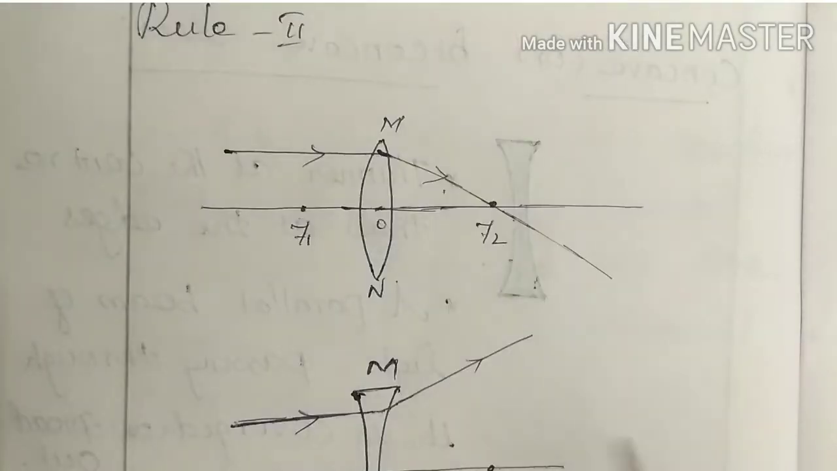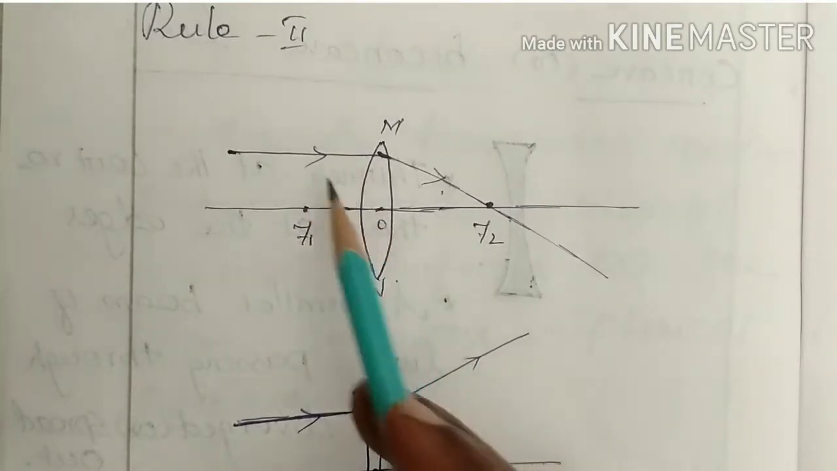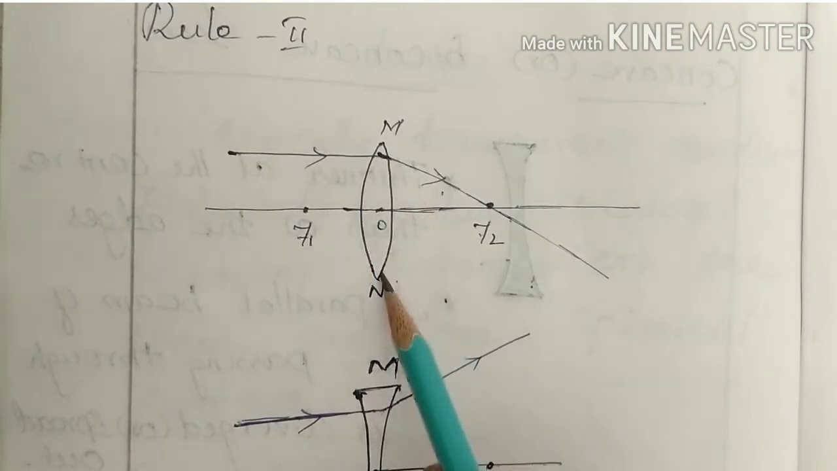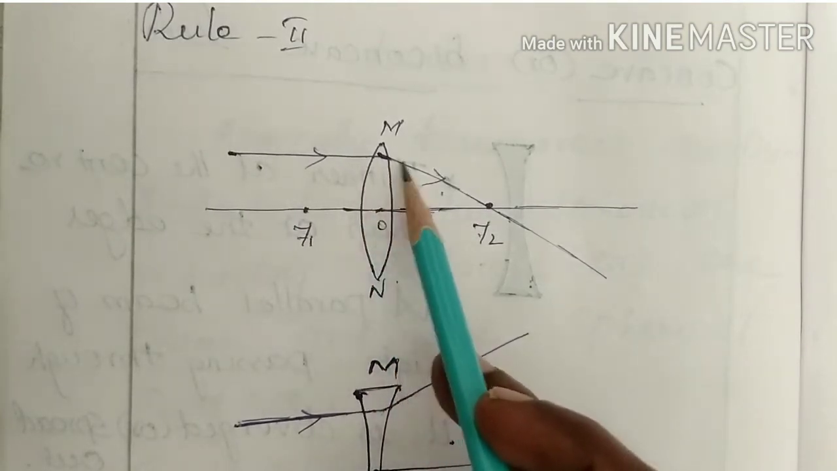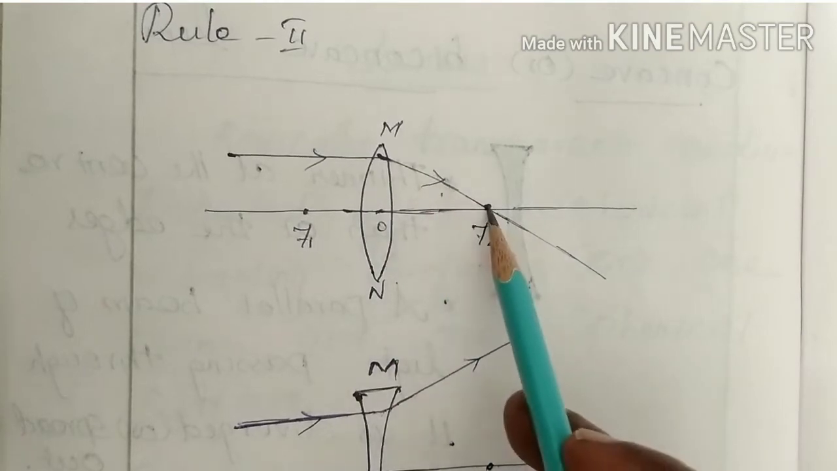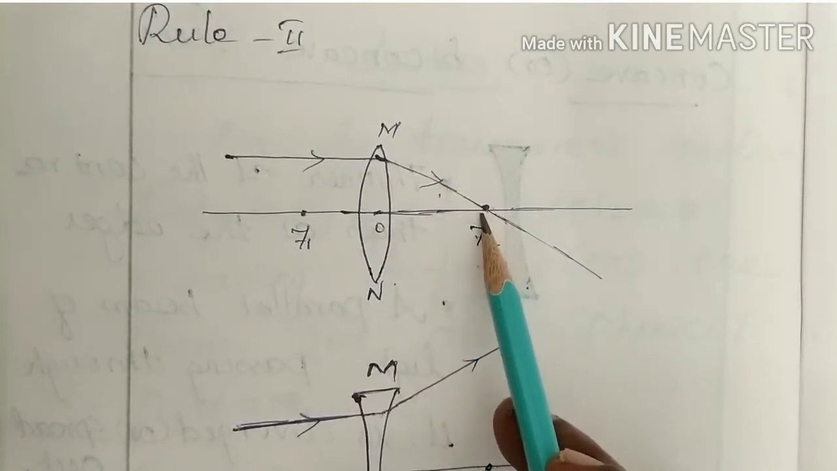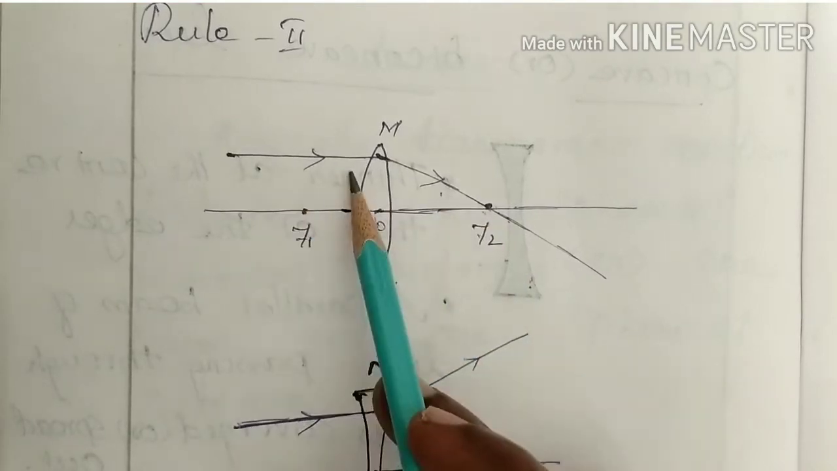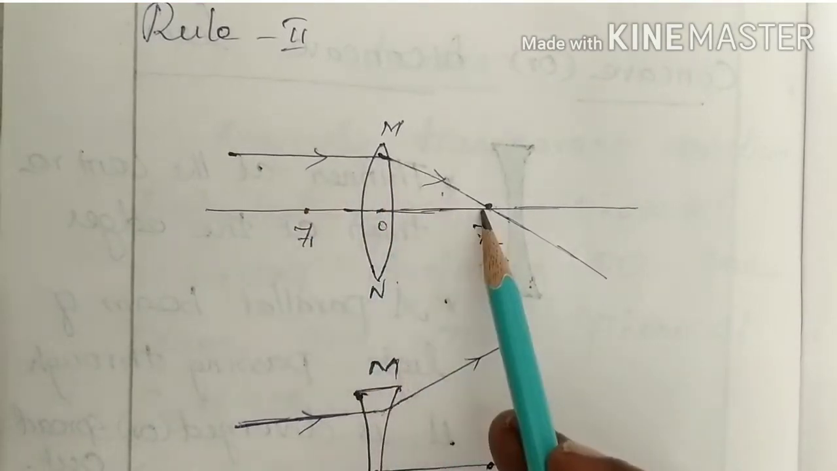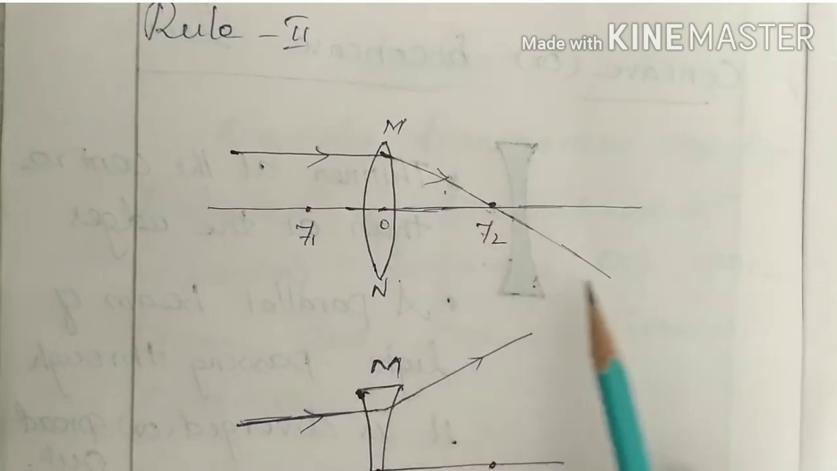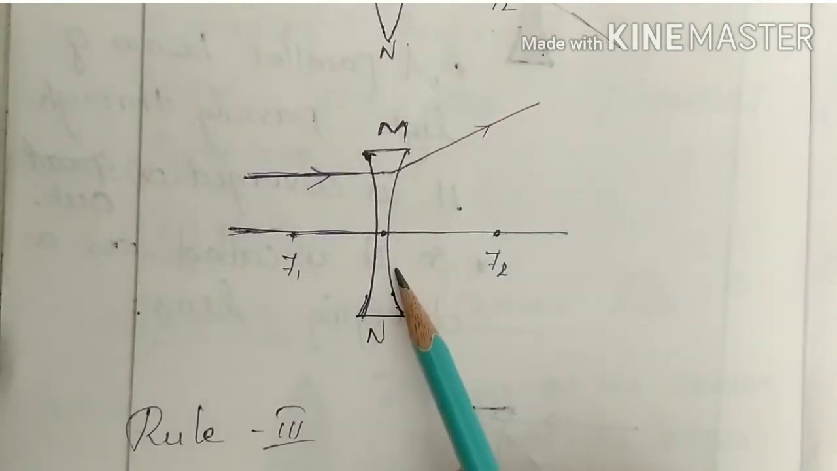The first rule is applicable for both convex and concave lenses. Now we can see the second rule. When the parallel beam of light rays is allowed to pass through the convex lens, after refraction what will happen? It will meet at the principal focus. So this point is called the principal focus. For a concave lens, what will happen?